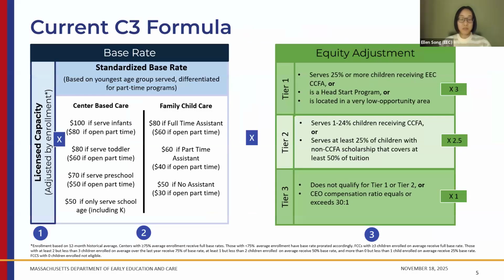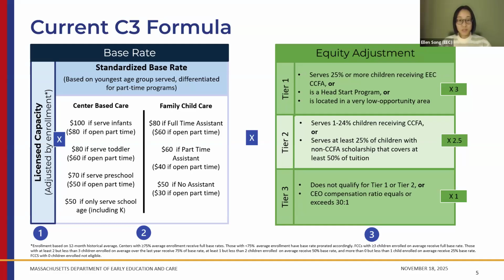Here we see a bit more detail on the various components of the formula previously mentioned. For license capacity, we adjust the license capacity by enrollment. What this means is we look at the program's average annual enrollment for the past 12 months using a 75% enrollment threshold for a program to use their full license capacity in the formula calculation.